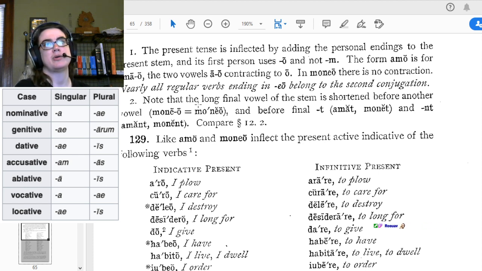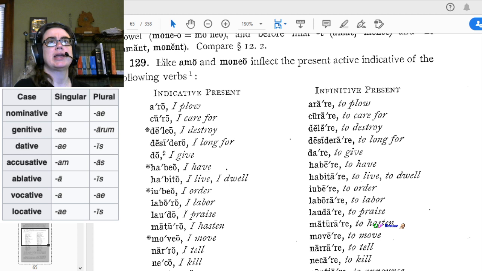Okay, I forgot about that one. Moneo. And before the T and the NT. Those two I remember to mention. Alright. So like amo and moneo, inflect the present active indicative of the verbs. Oh, they just want us to do it.